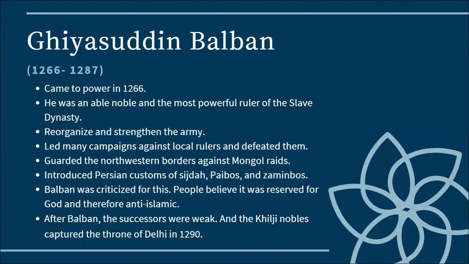But even apart from that, after Balban, all the successors were very weak, and the Khilji nobles captured the throne of Delhi in 1290, right? So he ruled till 87. In the next 3 years, the successors were very weak. They could not wield their power for long, and in 1290 the Khilji nobles captured the throne of Delhi.